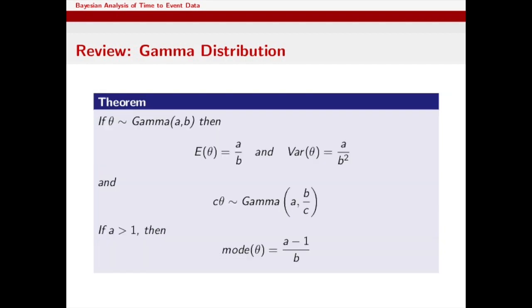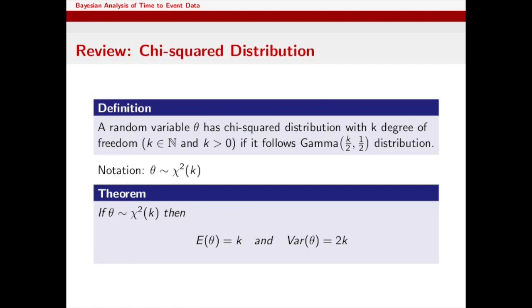If theta follows the gamma distribution with parameters a and b, then we can conclude that the expected value of theta is a over b and the variance is a over b squared. A constant c times theta follows the gamma distribution with parameters a and b over c. What's more, if a is greater than 1, then the mode of theta is equal to a minus 1 over b. For a special case, if theta follows the gamma with k over 2 and 1/2, then theta follows the chi-square distribution with k degrees of freedom, and here is the notation. If so, the expected value of theta would be k and the variance would be 2k.